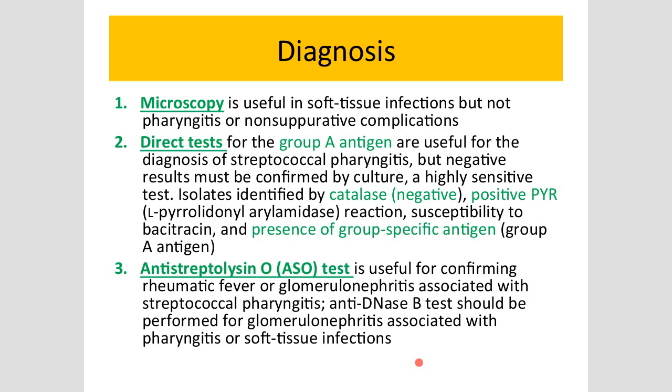Typically, you do a microscopy. You can do a direct test. I just gave you an example for the group A antigen. And there are some other tests that we talked about. This is catalase negative. And then again, you can do an anti-streptolysin O test, the ASO test, especially if you have heart disease or kidney disease following streptococcal infection.